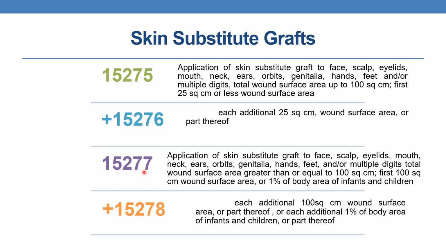The next code is 15277. That is application of skin substitute grafts to face, scalp, eyelids, mouth, neck, ears, orbits, genitalia, hands, feet and/or multiple digits. Here the total wound surface area is equal to or greater than 100 square centimeters. Whenever the wound surface area is greater than or equal to 100 square centimeters, for the first 100 square centimeters of wound surface area or 1% of body area of infants and children, you need to report 15277. And for each additional 100 square centimeters or 1% of body area, you need to report the add-on code 15278 in conjunction with 15277.